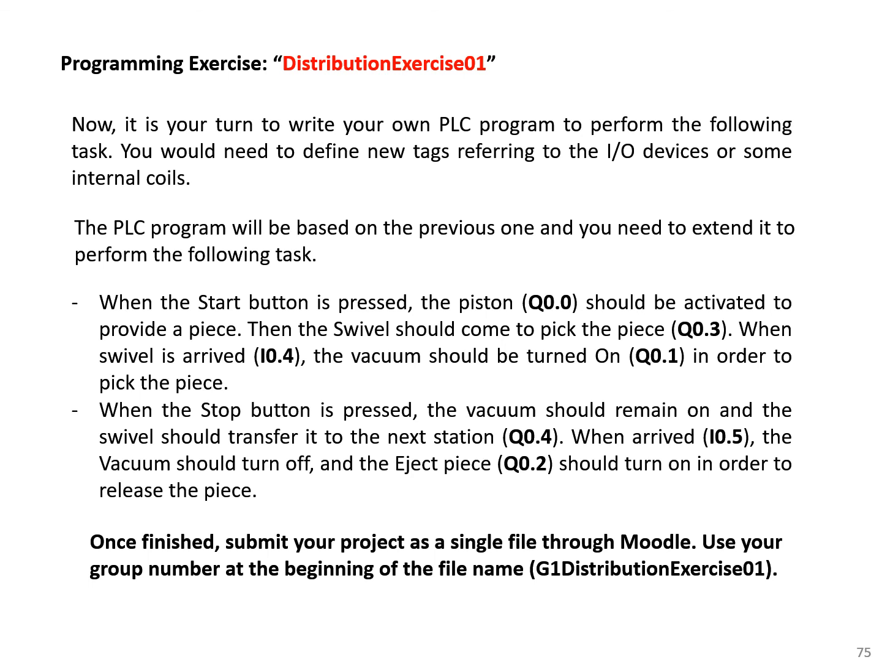When the stop button is pressed, the vacuum should remain on and the swivel should transfer it to the next station. When arrived, so we have a sensor. What is this sensor? This is a proximity sensor that checks if the swivel is arrived. The vacuum should turn off and the eject piece should turn on in order to release the piece. So in order to release the piece, basically we blow out air to release the piece from the suction cup.